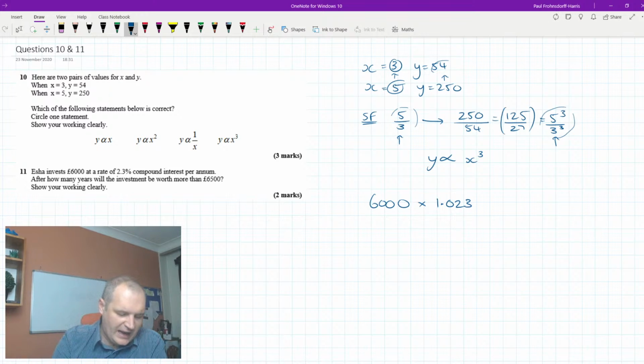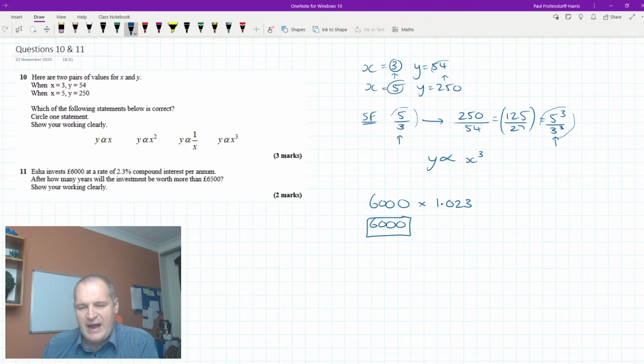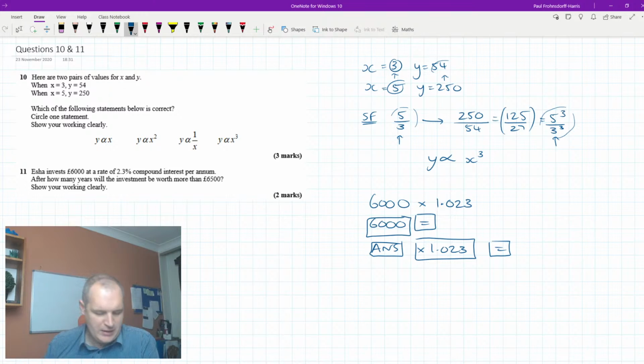So what we do, and this is a trick I would very much recommend, write down 6,000 in your calculator and then write equals. So all I've done is set the number 6,000 in my calculator. I am then going to write answer times 1.023 and press equals. That tells me that after 1 year it is 6138.